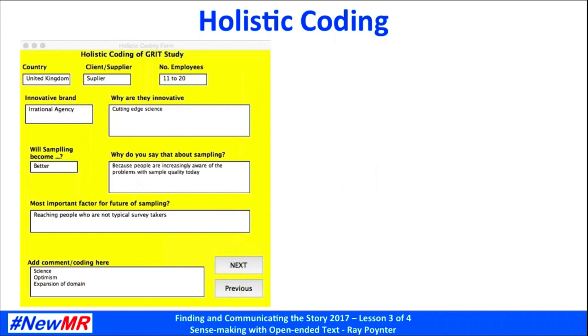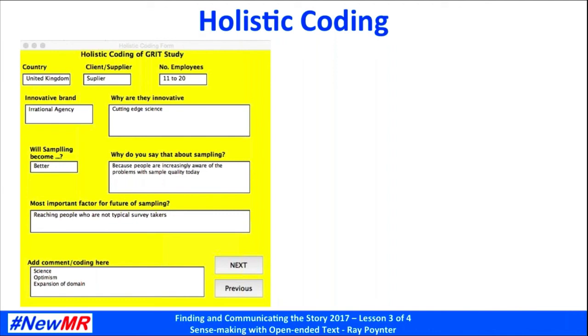So this is the grit study again. And I've set it up so that it's going to show me the country, which is a closed question, whether they're client or supplier. It's going to tell me the number of employees. Then it's going to show me which brand they said was the most innovative and why they said it. So they said Irrational Agency, cutting edge science.